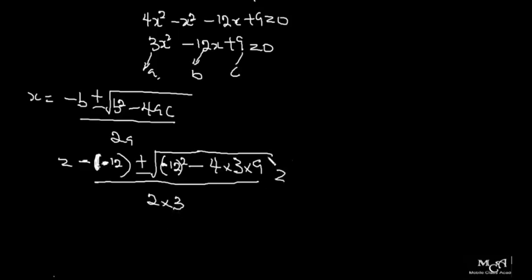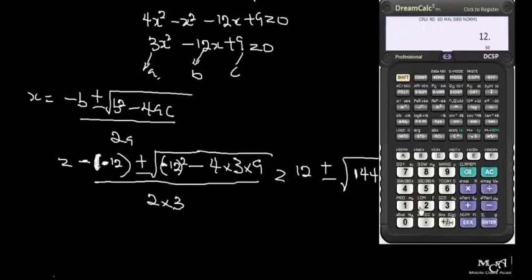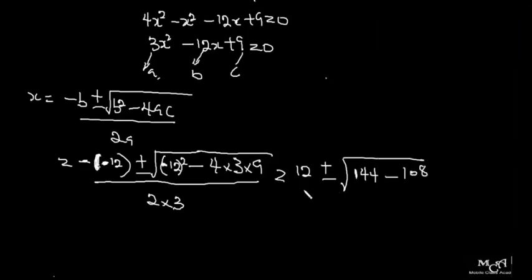So this will give us minus 12 times minus will give us what? 12. Plus or minus, let's solve everything under the square root. Minus 12 squared is positive 144. 12 times 12 is 144, right? Minus 4 times 3 times 9. 4 times 3 is 12. 12 times 9, let's use a calculator. That's 108. 108 all over what? All over 6. So from here now, we have 12 plus or minus square root of 144 minus 108.